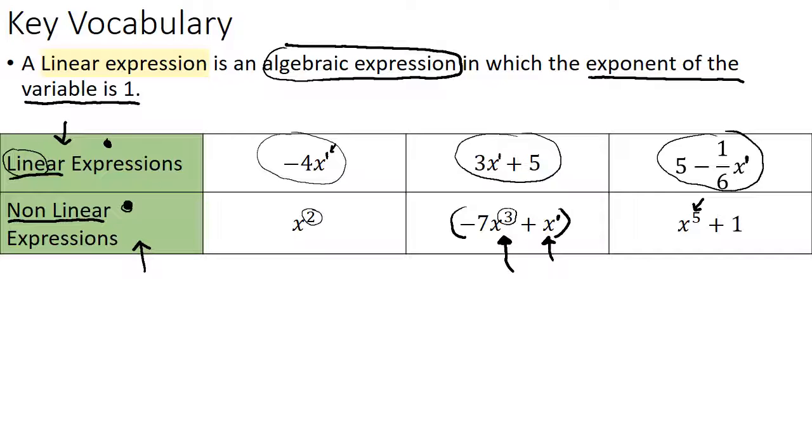So as we look at this, we're looking between the two distinctions here, that our linear expressions mean our variable, or our letter, as we have it inside here, has an exponent of 1 and no other number. Can't be bigger than 1, can't be smaller than 1. Has to be equal to 1. And if it doesn't meet that requirement, that means that it is nonlinear. Okay?